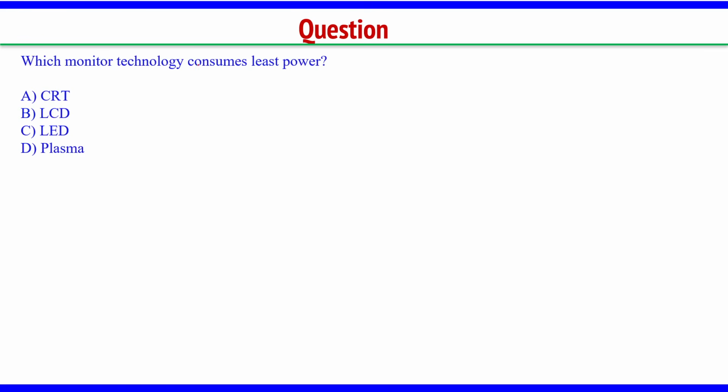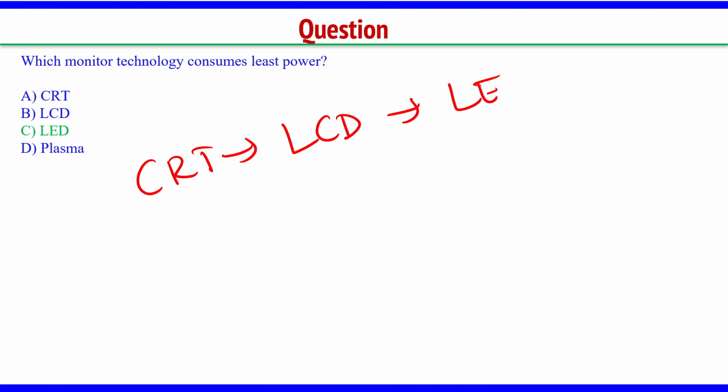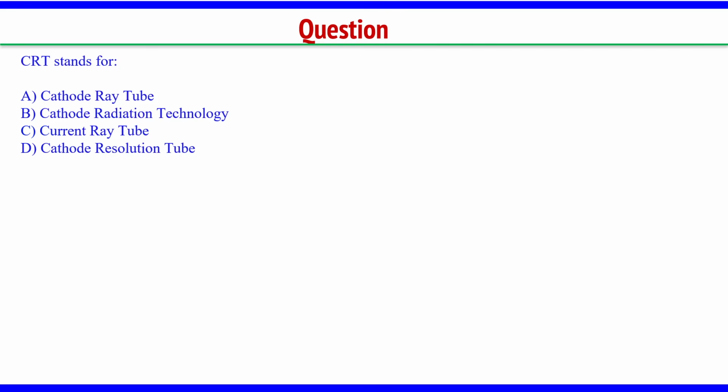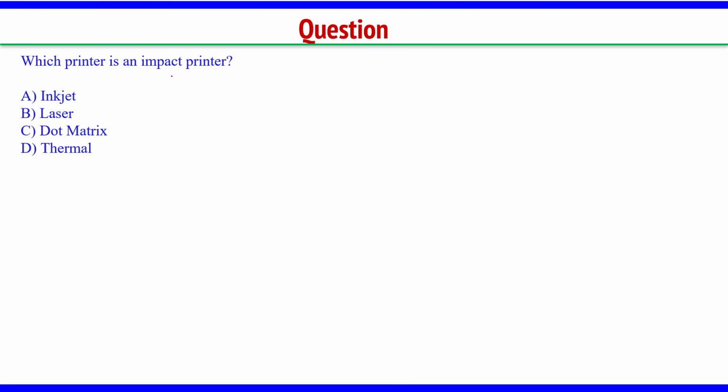Which monitor technology consumes least power? CRT takes more, we know that. So which one takes less? It is LED. Remember this order: CRT, then LCD, then LED. So LED consumes least power. What is the full form of CRT: cathode ray tube, cathode radiation technology, current ray tube, or cathode resolution tube? The answer is cathode ray tube. Which printer is an impact printer?